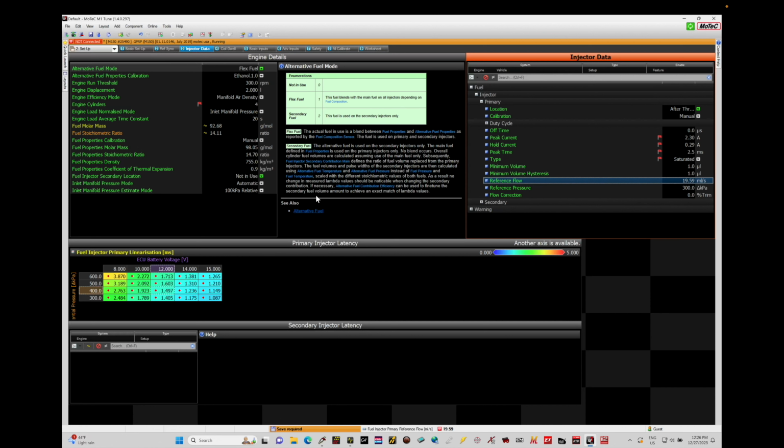This holds a lot of the programming information that we need to take a look at in order to calibrate and program our injector data. So I'll be referencing a couple things on screen here as we're going through this training module.